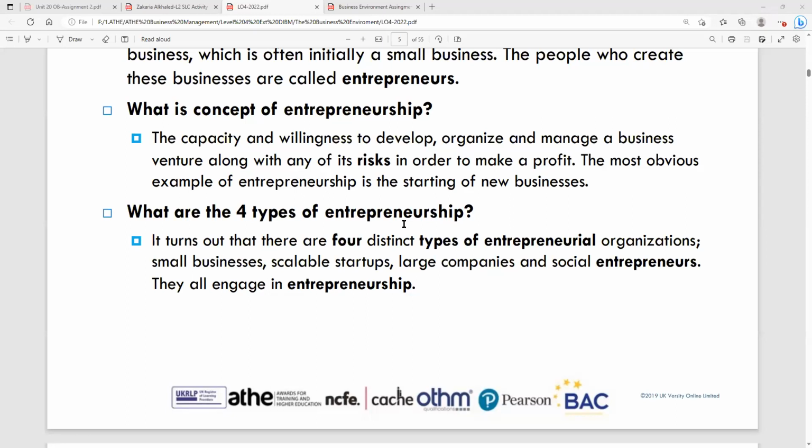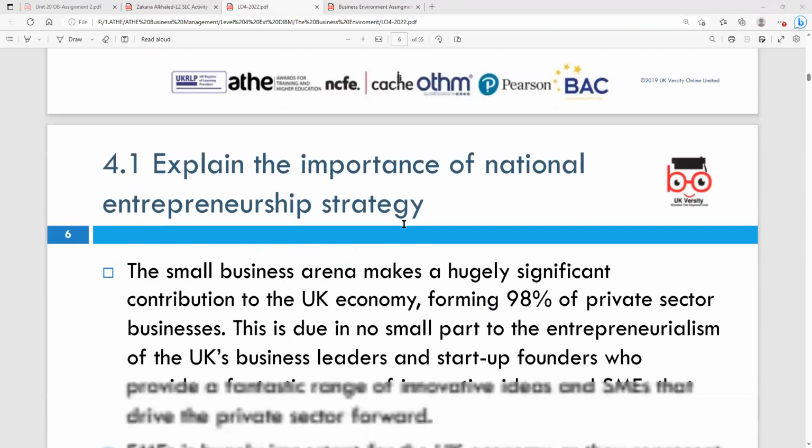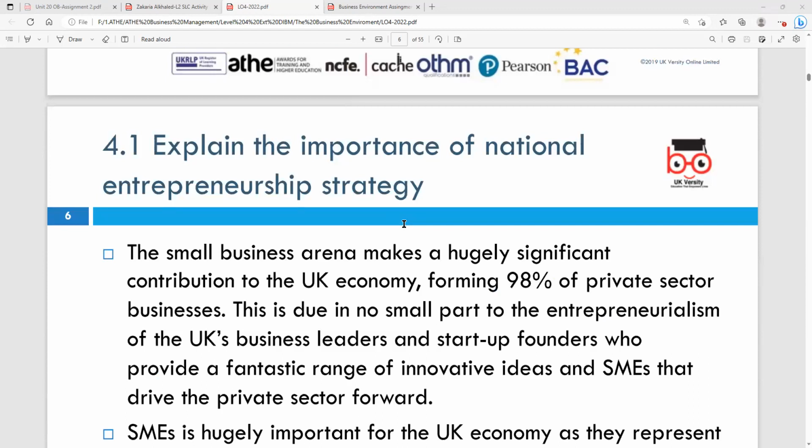Okay, there are different types of entrepreneurship. They are called small businesses, scalable startups, large companies, social enterprises, social entrepreneurs, and they are all engaged in entrepreneurship. Okay, so this is what we are going to be talking about. Looking at your assessment criteria, there are 3 or 4 assessment criteria in your assignment. We will be discussing them now.